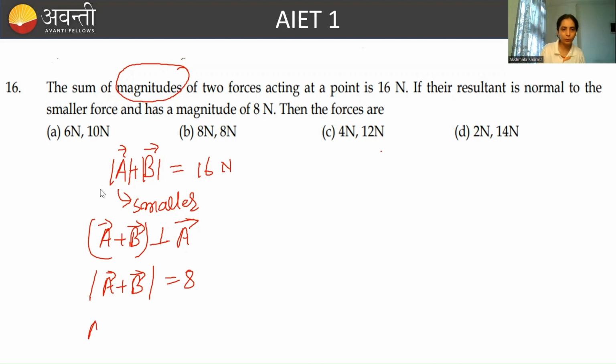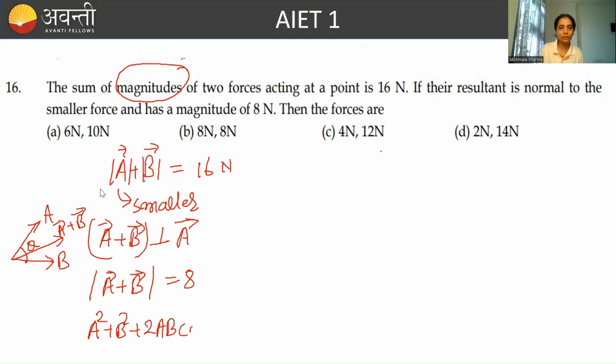It means let's apply the formula. Suppose this is our force A and this is my force B. Done. So somewhere A plus B is this, suppose. Okay. Now let's assume the angle between A and B is theta. So if we are going to write the formula for vector A plus vector B, it will be A square plus B square plus 2AB cos theta.